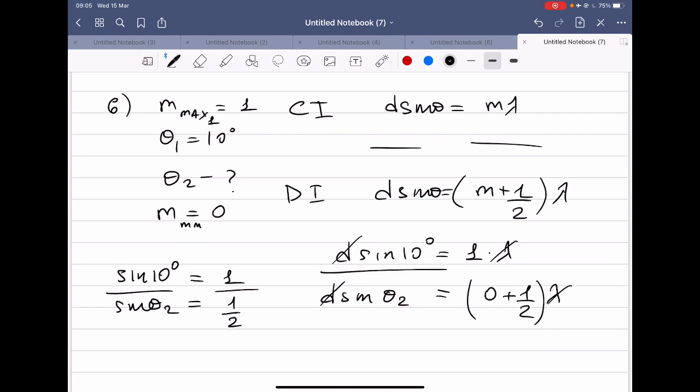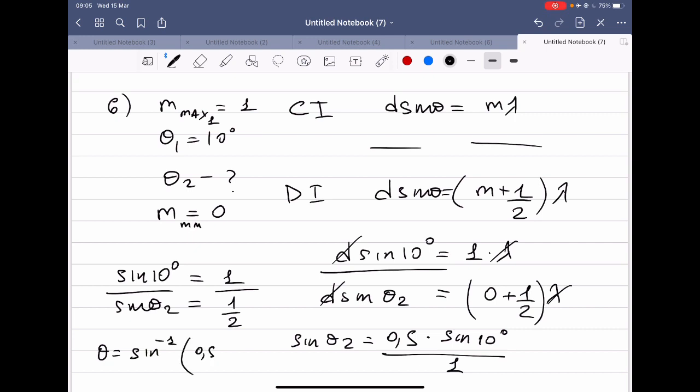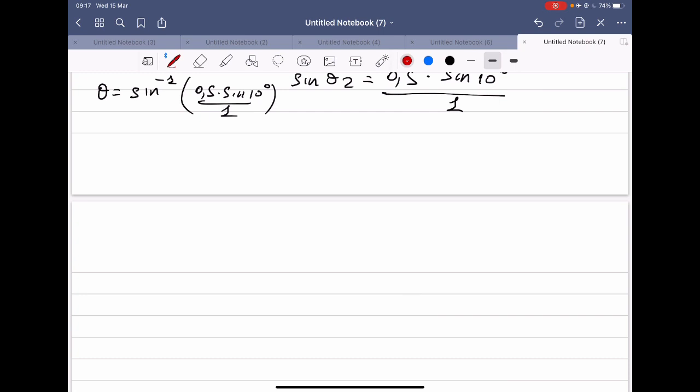Okay, so that means we end up with sine theta 2 equal to 0.5 multiplied by sine 10 degrees divided by 1, and theta 2 is equal to inverse sine of 0.5 times sine 10 degrees divided by 1. So that's it. I would like to explain further what first order minimum and first order maximum mean.